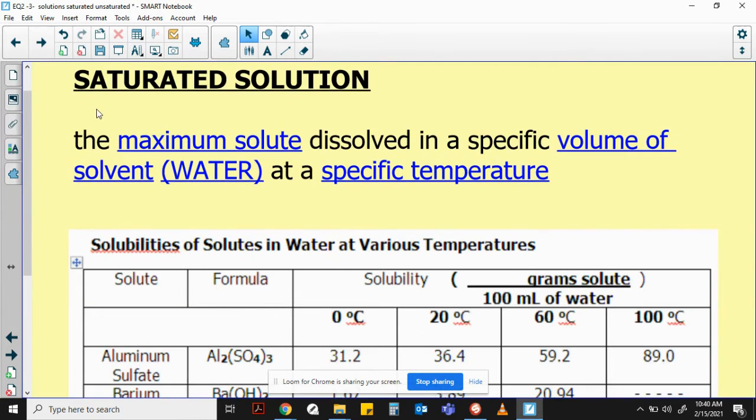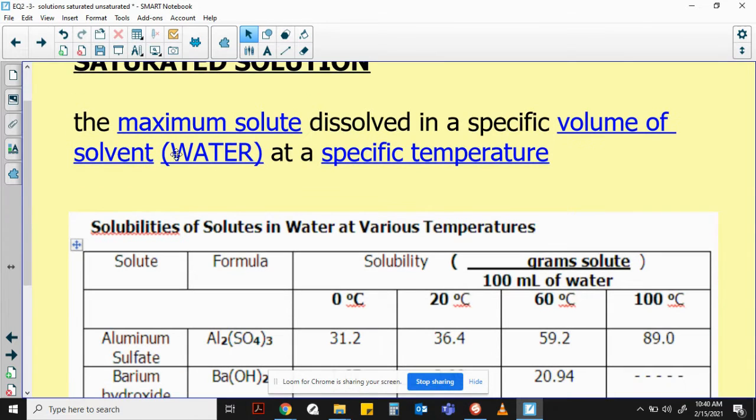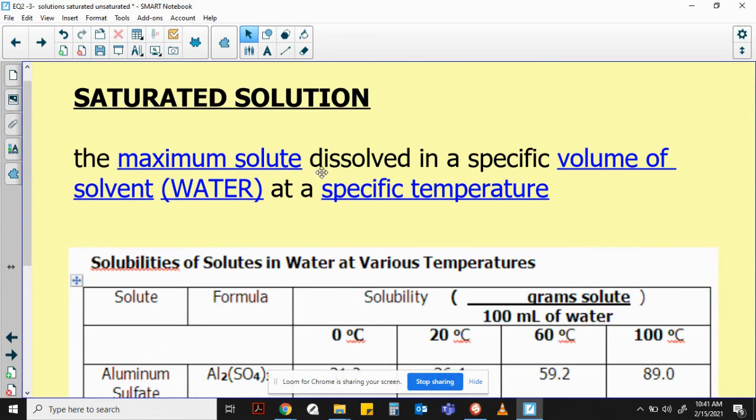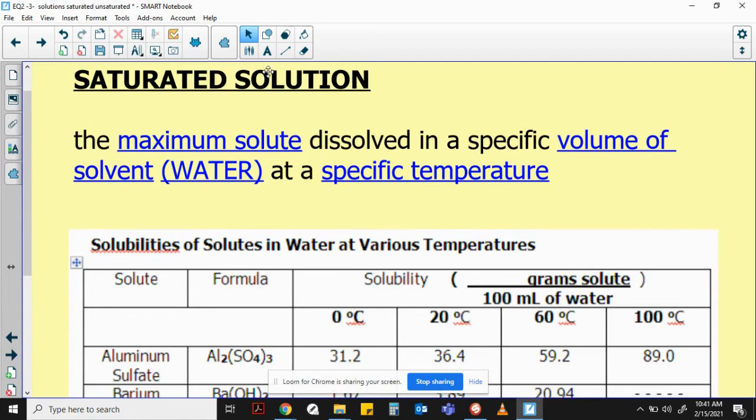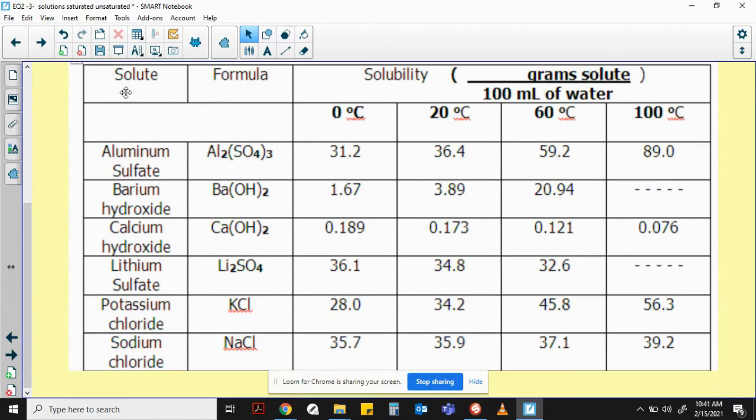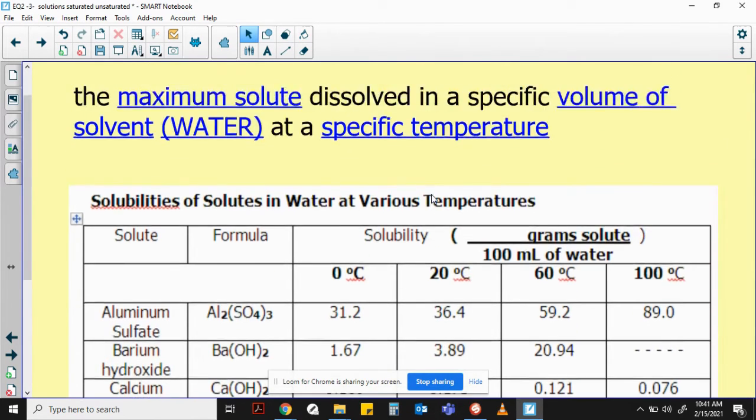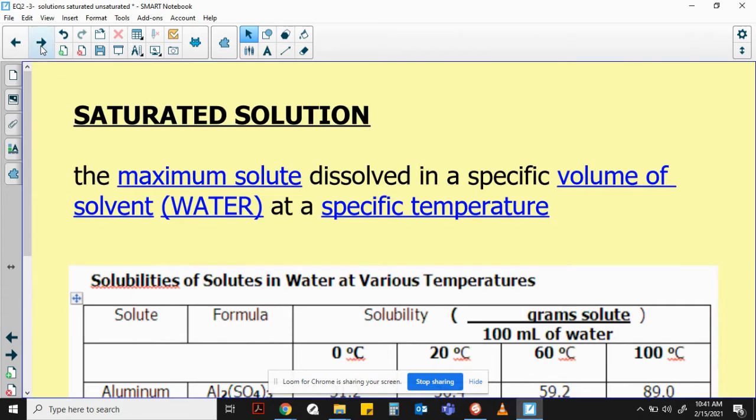Okay, so a saturated solution. Again, write this down: the maximum solute dissolved in a specific volume of solvent, water, at a specific temperature. So the saturation points depend on the temperature. The hotter something is, the more that something is usually able to dissolve. This isn't always the case. And if you look down here, each of these different salts, or ionic compounds, all have different saturation points. Okay, so write this down as your notes.